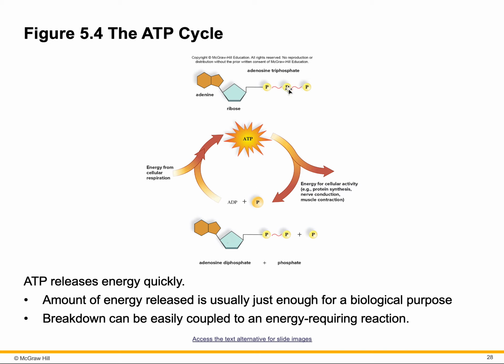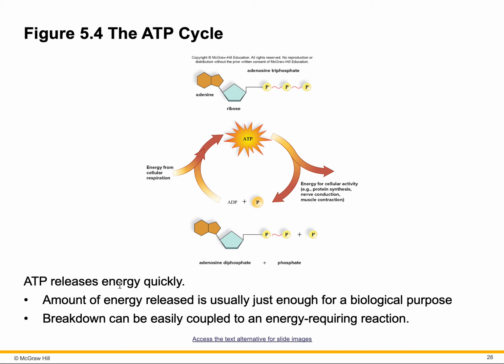So here you have 3 bonds. When this last bond is broken and this phosphate group leaves, that is when energy comes out. So this is ATP, triphosphate. This is ADP, diphosphate, because there's only 2. So that's where the actual energy comes from when one is lost.